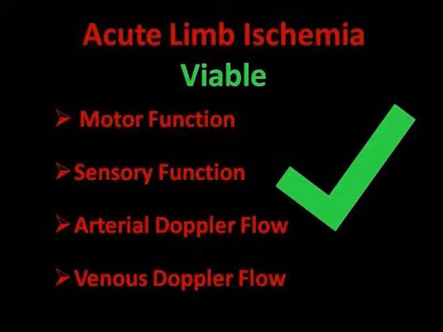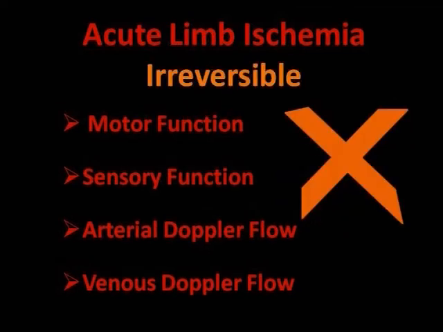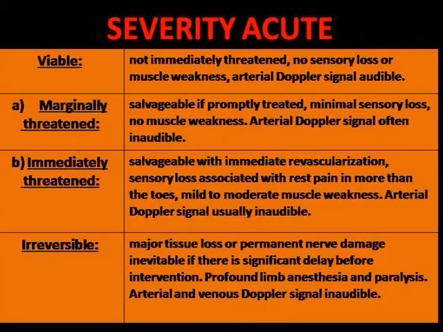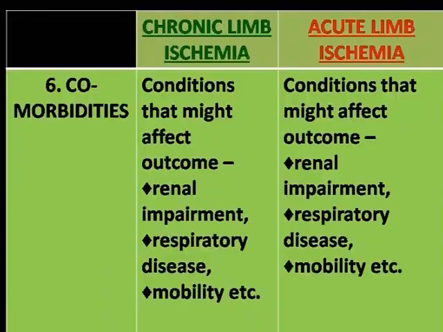To make it simple for you, a viable foot is when all four of those above, motor, sensory, Doppler arterial, and Doppler venous flow, are present. And an irreversible limb, or a dead limb, is when none of them are present. The 2A and the 2B, therefore, are in between those two groups and indicate urgent intervention is needed.